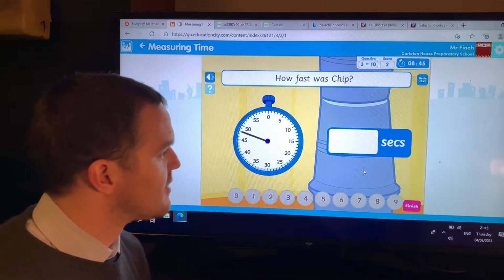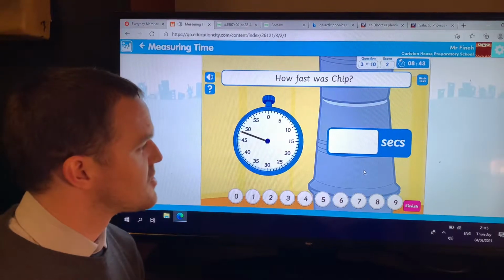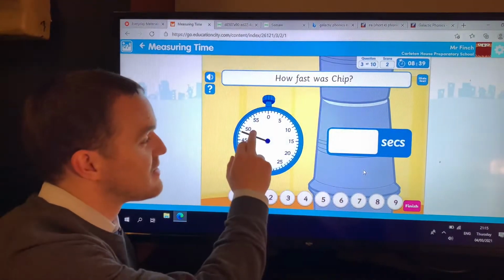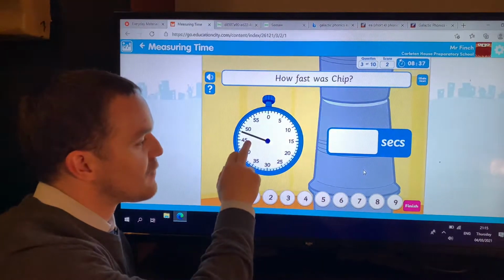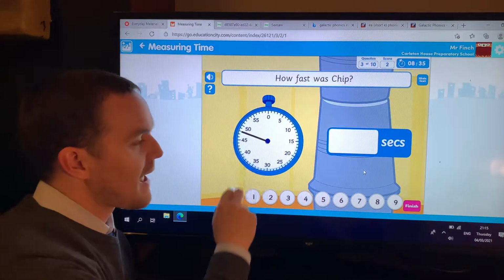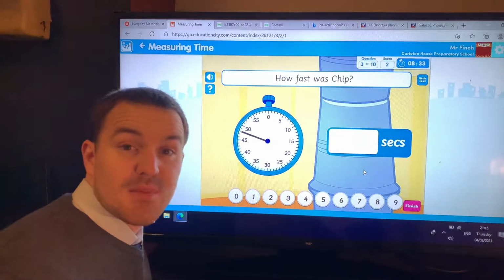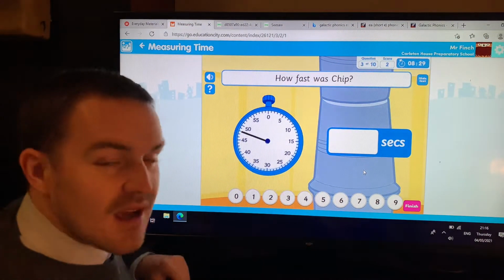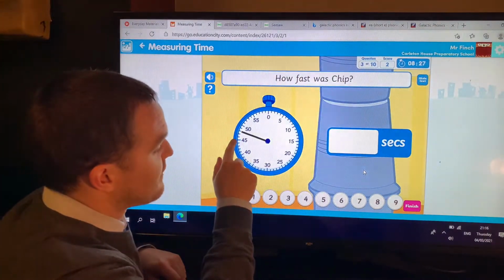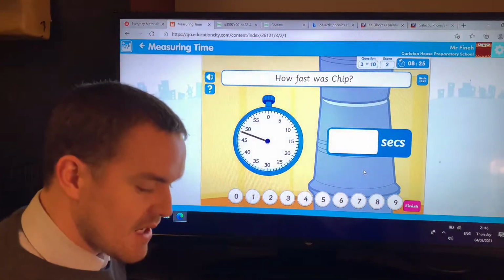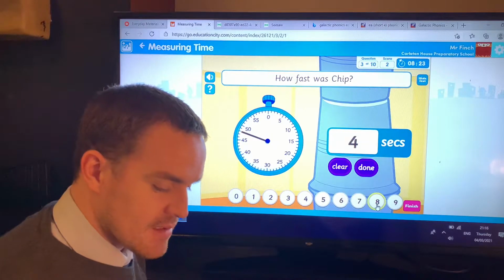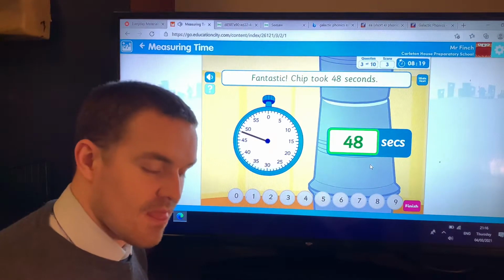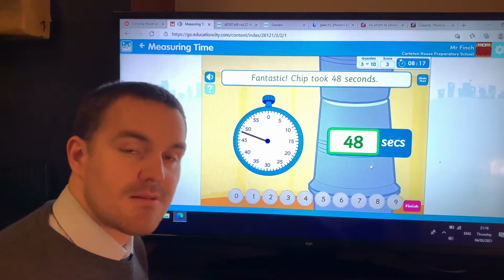How fast was Chip? So Chip, I can see the closest 5 he is nearest to is 50. He's also near to 45. So you can either count on or count back. I'm going to count back just to get a little bit of practice of subtraction. So 50, 49, 48. I'm just going to check my answer. 45, 46, 47, 48. Chip took 48 seconds. Fantastic.